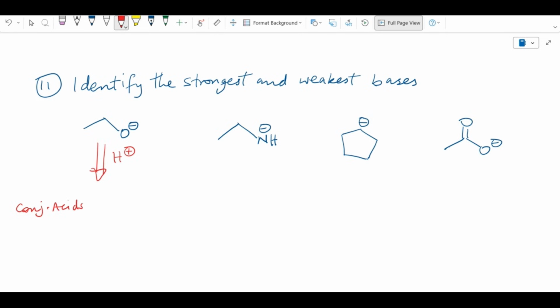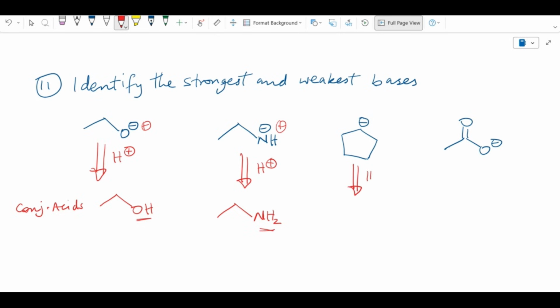So when you attach a proton to this base here, you have alcohol. The acid is going to be alcohol. When you add a proton to this base, then you will have NH2. Whenever you add a proton, you assign a positive charge. So the positive charge on this oxygen will cancel out the negative charge, and you have a neutral molecule. The positive charge on the same nitrogen atom where there is already a negative charge will cancel out, and you will have a neutral amine.